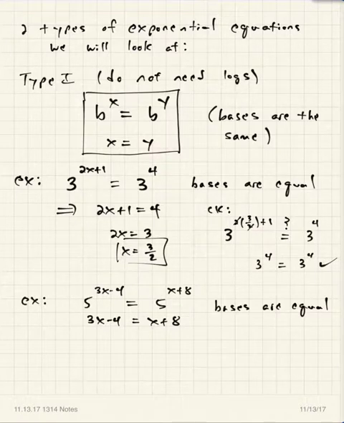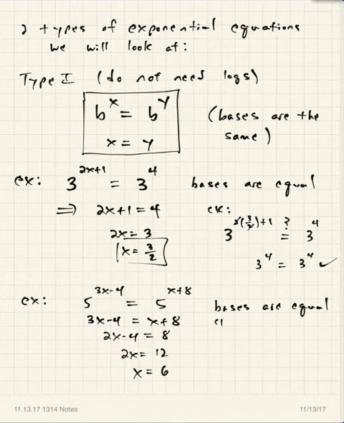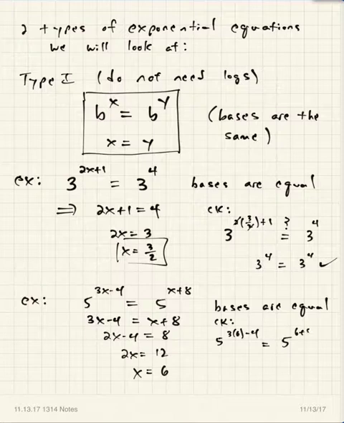You could subtract x from both sides. You get 2x minus 4 equals 8. You could add 4, you get 2x equals 12. Divide by 2, you get x equals 6. You could certainly check that. If you wanted to look at the check, you get 5 to the 3x minus 4 power equals 5 to the x plus 8 power.